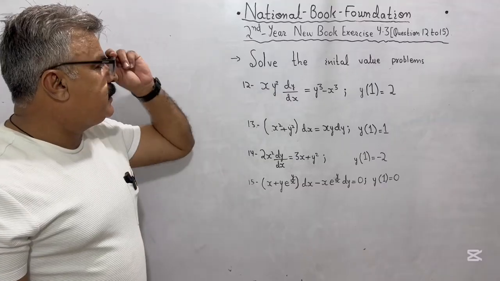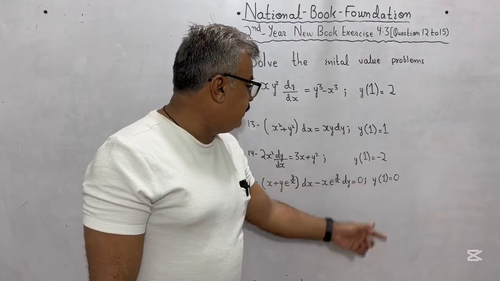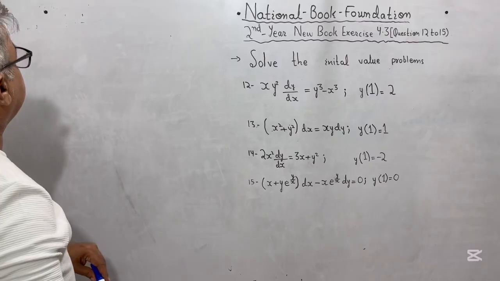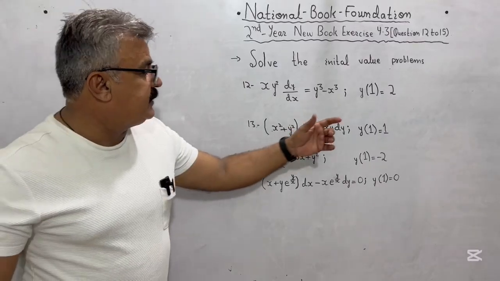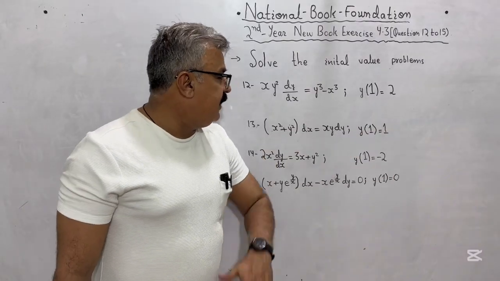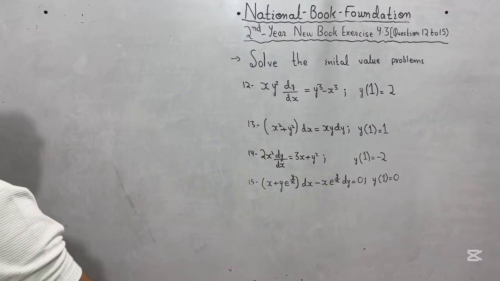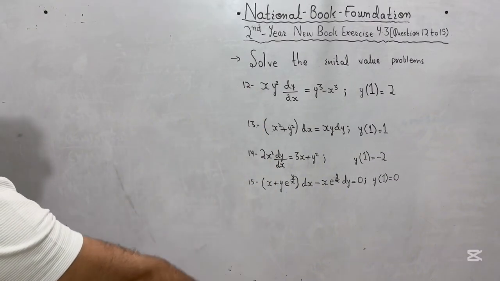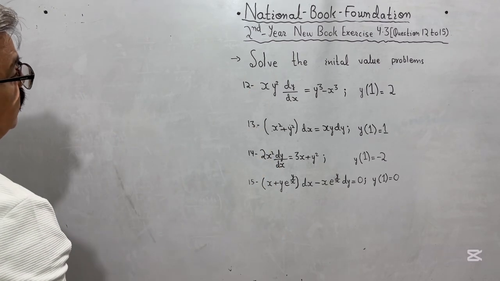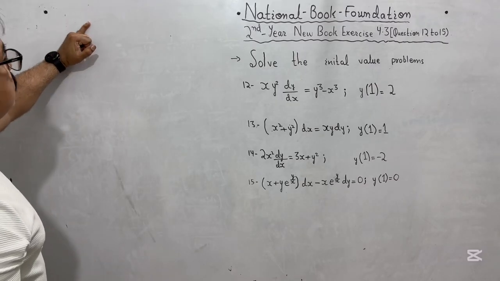The remaining questions of exercise 4.3 are based on homogeneous equations, and we have been given an initial condition. The initial condition turns our general solution into a particular solution. If we utilize this condition, it will give us the value of C. With C in it, the solution is known as the general solution. After determining the value of C using initial or boundary conditions, in this case initial conditions, it is known as the particular solution.